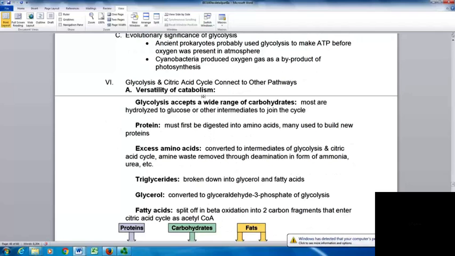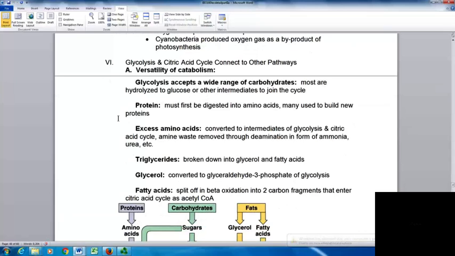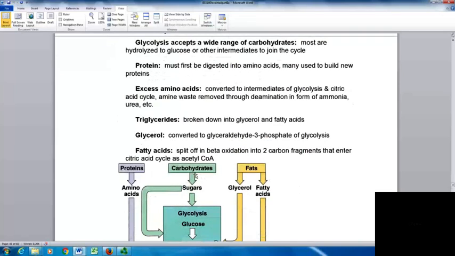So our catabolic pathways have a lot of versatility. What we've looked at is the pathway of glucose. Glycolysis will actually accept a wide range of carbohydrates. Most of them get hydrolyzed to glucose or other intermediates to join the cycle. So if you start out as a more complex carbohydrate, it will be broken down into its smaller pieces to either be glucose or other simple sugars, and then it will join in near the top of the cycle. When we look at it here, you've got glycolysis, other sugars will join in near glucose.